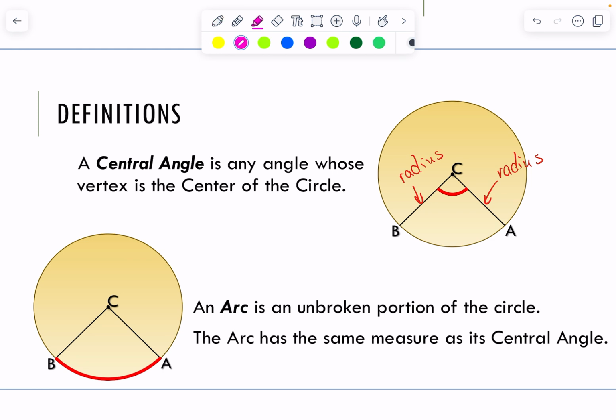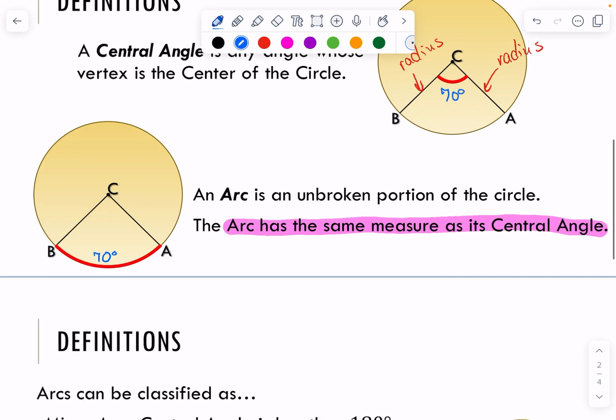The thing we really need to gain from this one, though, is the arc has the same measure as its central angle. So what does that mean? Well, if I were to tell you that this angle was 70 degrees, then this arc would have a measure of 70 degrees as well. So the measure of the arc is the same as its central angle.